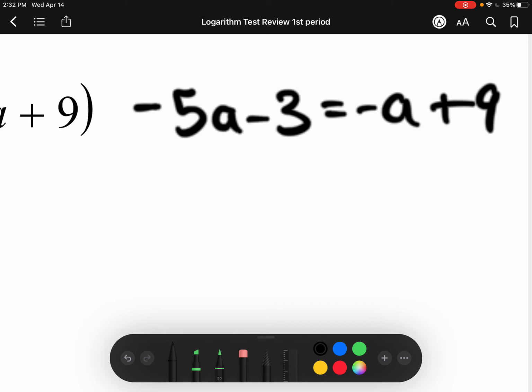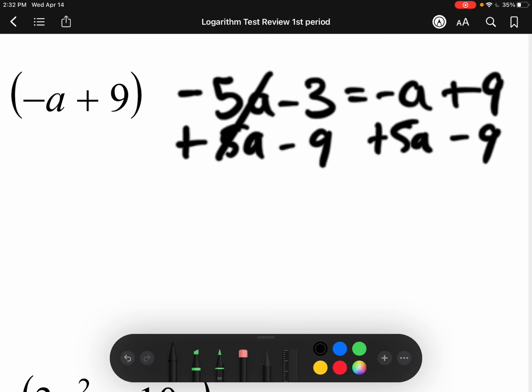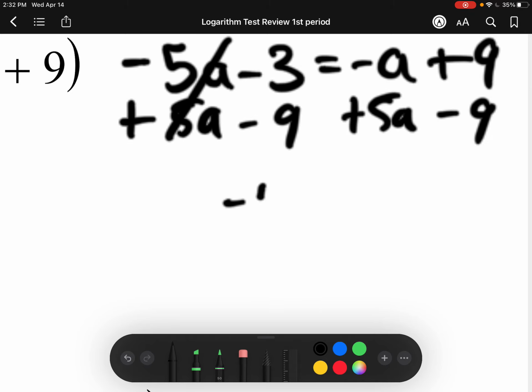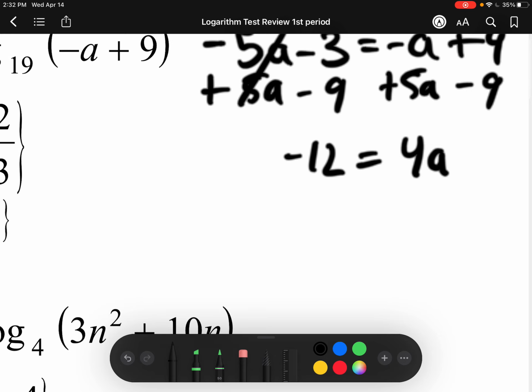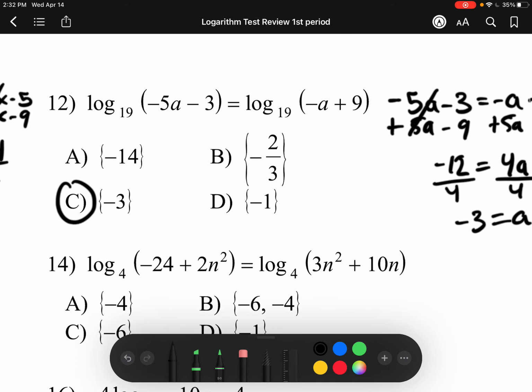I always want to keep my variable positive, so I'm going to add 5a to both sides to keep a positive. And I'm going to subtract 9 from both sides. Now what we get here, negative 3 minus 9 is negative 12. And then I have negative a plus 5a, and that's going to be positive 4a. So I want to know what a equals, so I'm going to divide both sides by 4. And I get negative 3 is equal to a, or a is equal to negative 3, which is option C. So number 12 would be C.